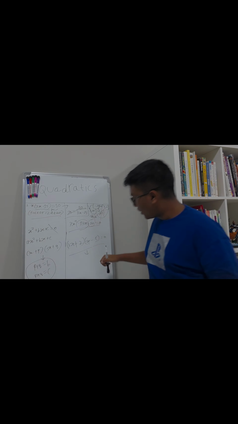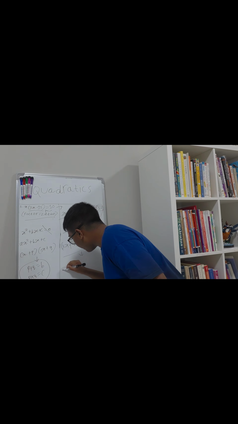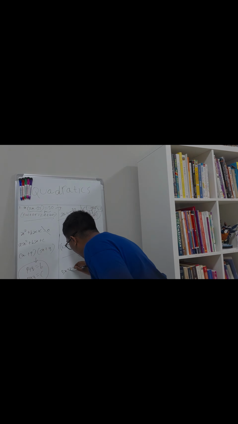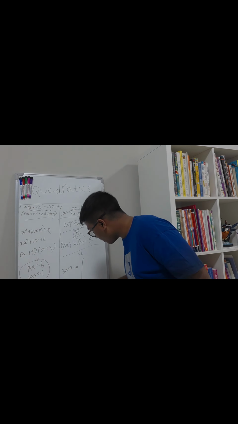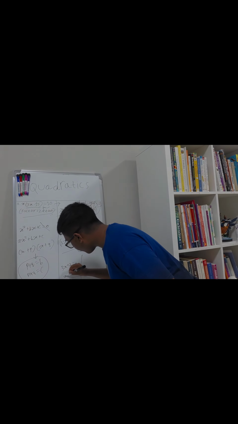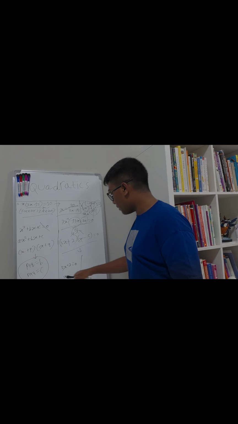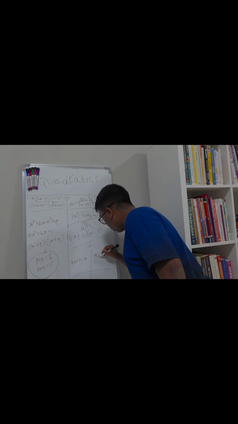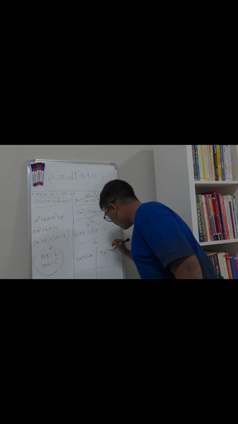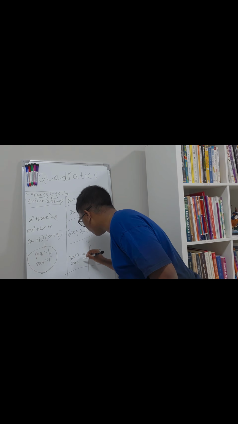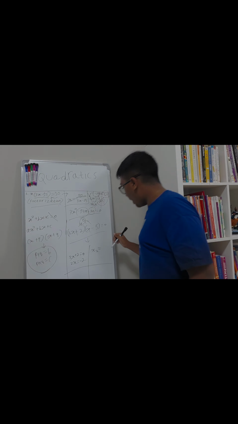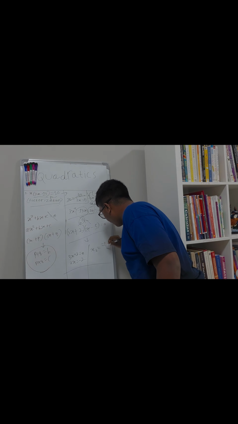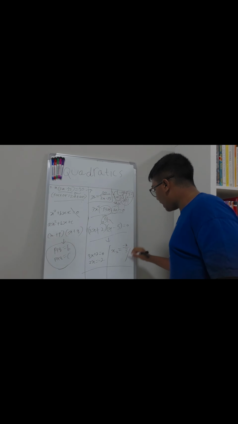So either one of these can be equal to 0. Let's take 3x plus 2 is equal to 0. We will call this x1. So we want 3x plus 2 to be equal to 0. So 3x will be equal to minus 2. Then we have x1 equal to minus 2 divided by 3. Alright, so that is x1.